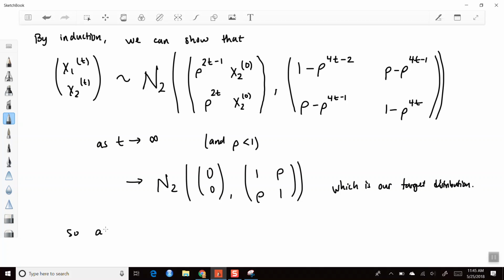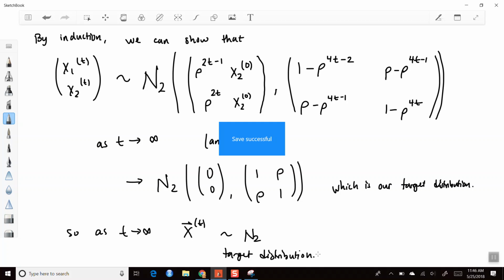So as t goes to infinity, your x vector at time t draws from the target distribution. Okay. Is it all right?